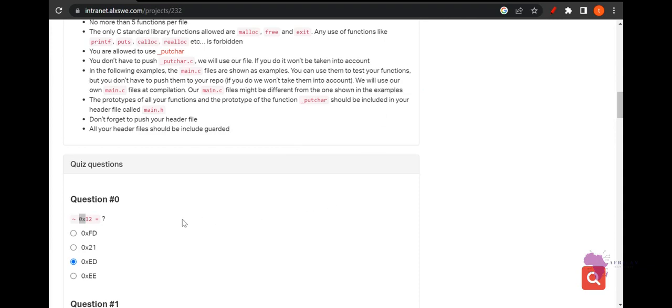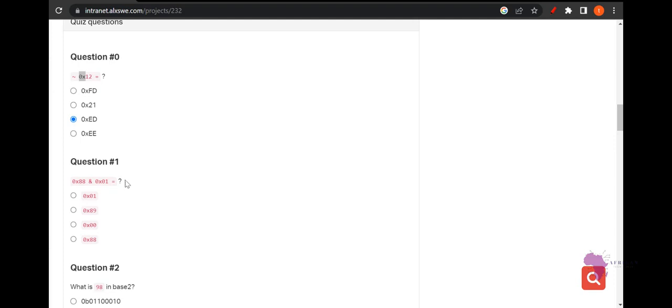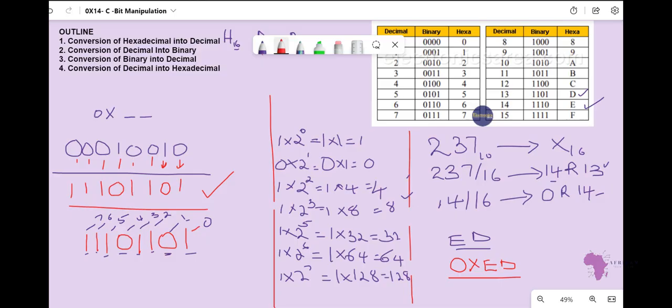Now let's get into the next question. Okay, guys, from this point, I have used the first example to show you every step you go through to achieve each part of this task. But because I want to save time, I will explain each part but leave some of it for you to calculate on your own. Like for instance, the second question says 0x88 and 0x01. I will just write it for you and show you.